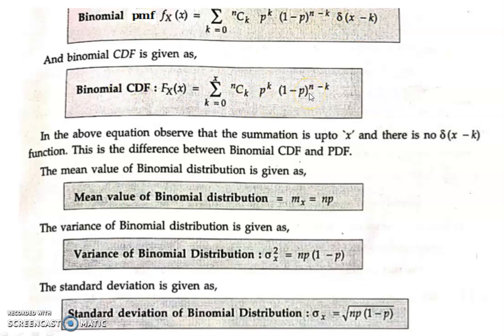The mean of the binomial distribution is given by m_X, or you can also write it as mu_X, which is equal to n into p. The variance of the binomial distribution is given by sigma_X squared, which is equal to n into p into (1 minus p). The standard deviation is given by the square root of np into (1 minus p), which is the square root of the variance.